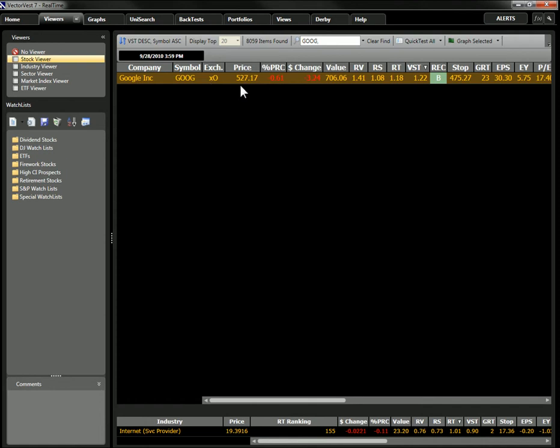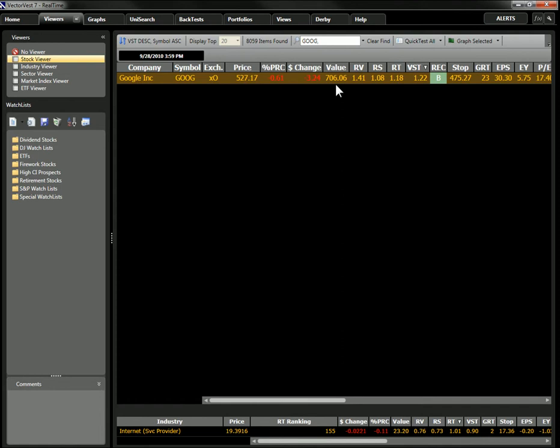To the right of that, you see the price, and the next two columns after that show you how much the price changed from the prior day. Starting with the value column, that's where our proprietary analysis begins, and where you will really get something special from VectorVest you won't find anywhere else.